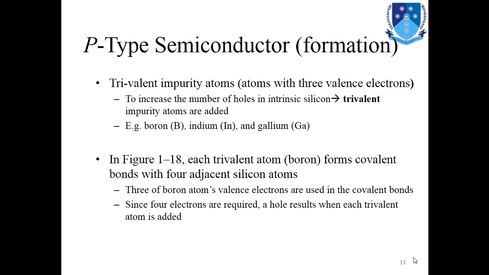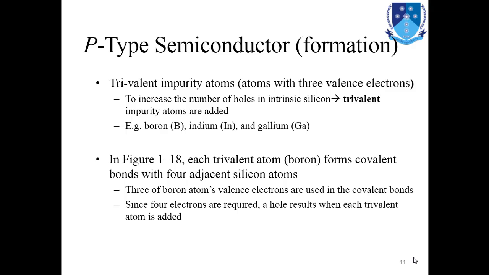We know that boron has 3 valence electrons, and the crystalline structure of silicon is such that each silicon atom is bonded with 4 adjacent silicon atoms with the help of covalent bonds. So the 3 valence electrons of the boron atom will be used in the covalent bonding with 3 silicon atoms.